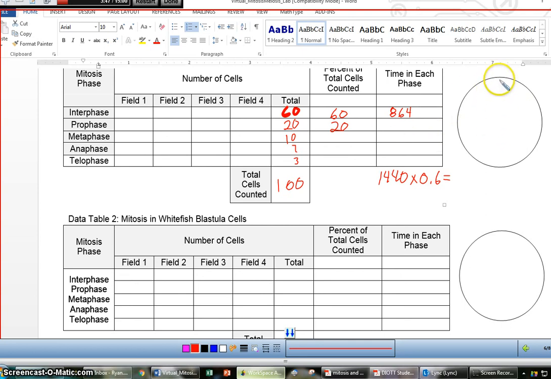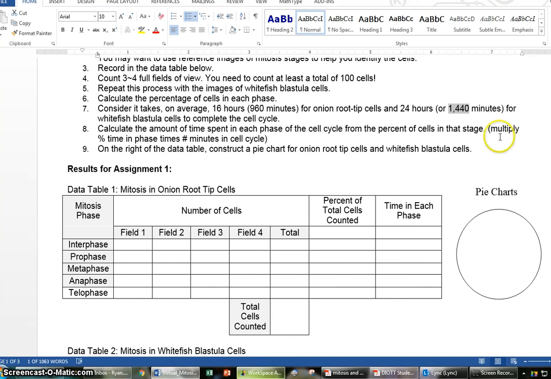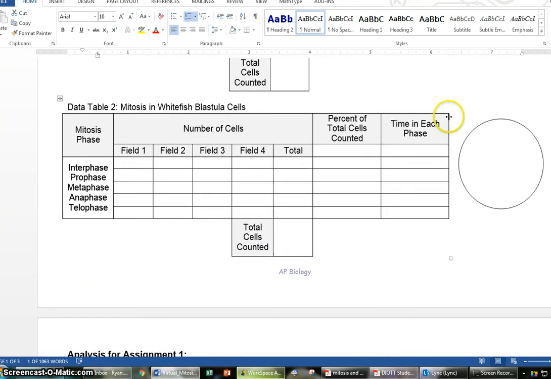Over here on this side, it's asking you to make a pie chart. So if I'm supposed to represent 60%, I might come over here and say, okay, this is about 60% right here, and this 60% of the time is spent in interphase. Obviously, I'd want to make sure I get the other phases on here for my pie chart as well. And once you do that for the onion root tip cells, you're going to want to do the same thing for the animal, whitefish blastula cells.